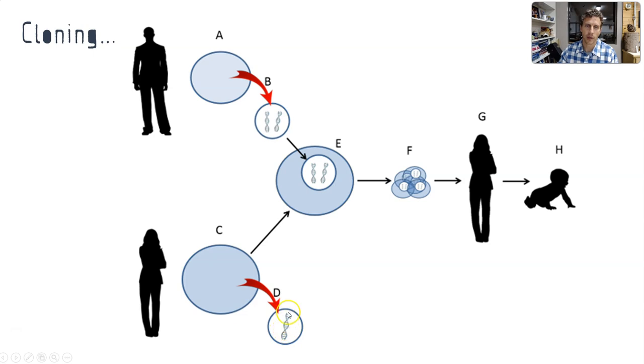But if we put this, let's say, skin cell nucleus into this egg cell, this egg cell now thinks it has been fertilized because it has two copies of each chromosome. So it's going to start dividing, forming an embryo that can be placed in the woman, allow for normal pregnancy, and produce a baby. Okay, and so we've done this with things like sheep and other organisms.